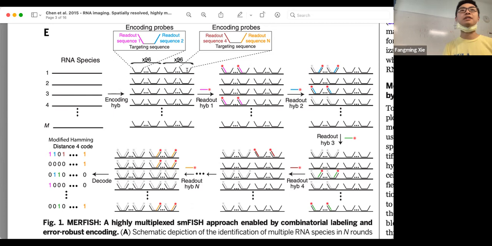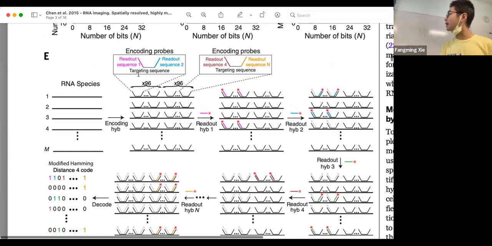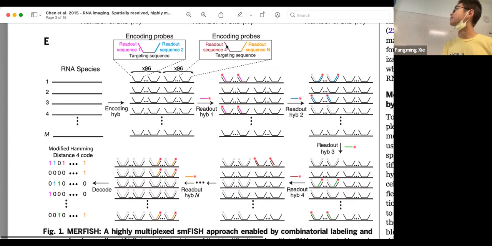They call them encoding probes, but encoding probes also carry two arms that do not match those RNAs, but need to be bound by readout probes next. So that's encoding probes. And the readout sequence, you can choose whatever you want, because you are not subject to the constraint of biology as to which sequences these are. You can just put whatever sequences you want. And they use readout sequences that specifically bind to those dangling arms of your encoding probes, and carry a fluorophore. So then you can image those readouts.